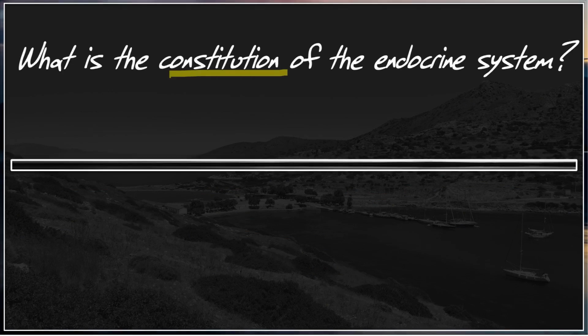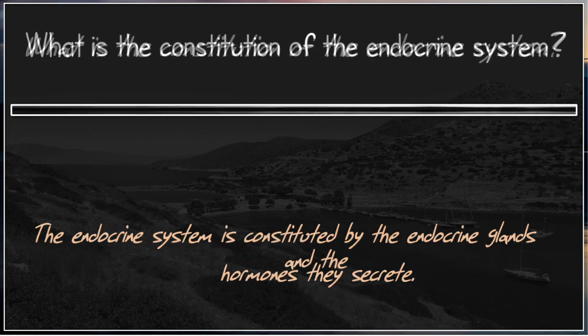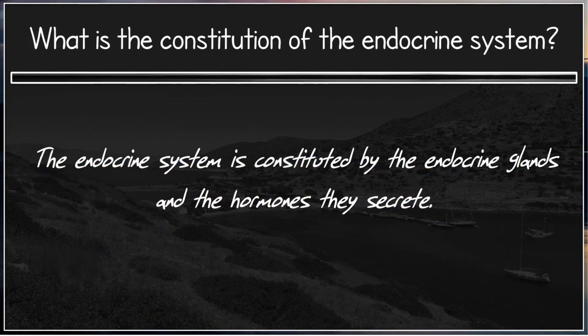What is the constitution of the endocrine system? The endocrine system is constituted of the endocrine glands and the hormones they secrete.